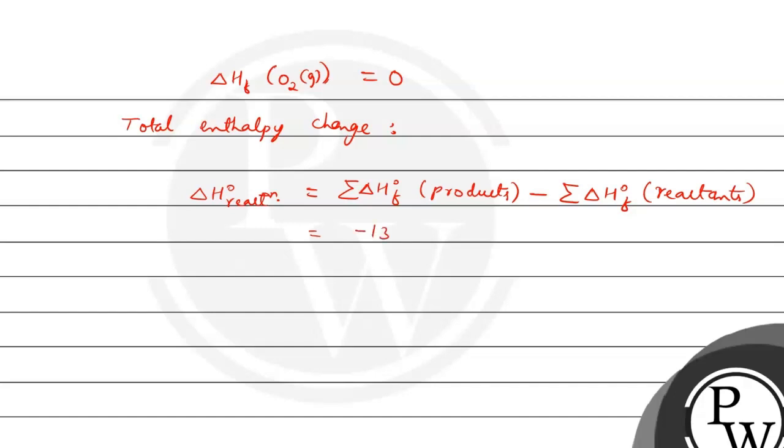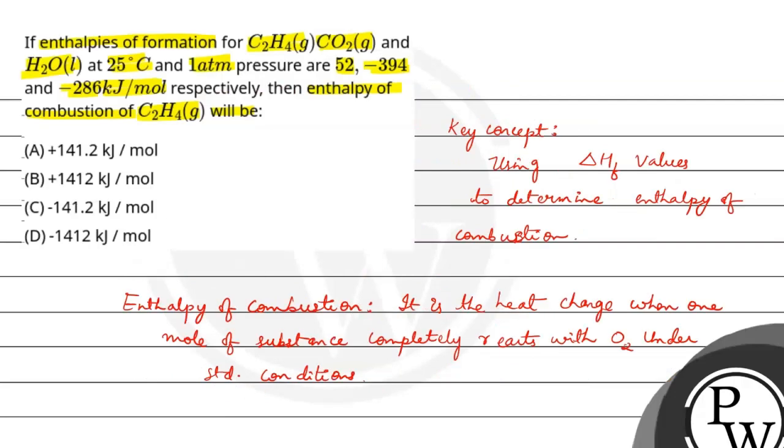So for the product side we have got minus 1360 kilojoules, and for the reactant side we got 52 kilojoules. So if we solve this, it will come as minus 1412 kilojoules. So based on this, we can clearly say that option D, which is minus 1412 kilojoules per mole, is the correct answer for this question.